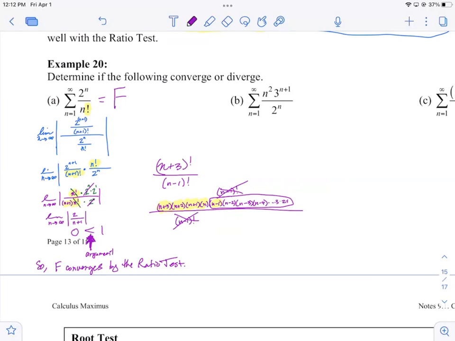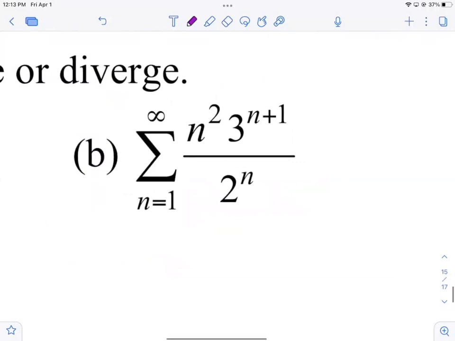Okay, cool. Well, let's look at B. Let's look at B together. If you looked at B, I don't see any factorials, do you? But I do see some exponential pieces, which could be geometric, but then I have this polynomial piece in there. So if you were to compare it to a series, would you compare it to 3/2 to the n? Or would you compare it to n squared?